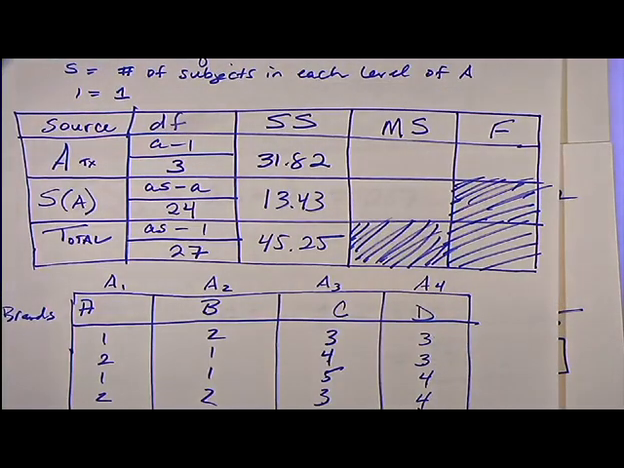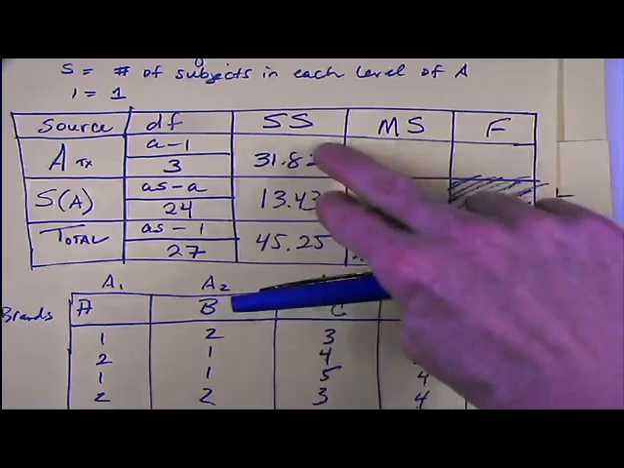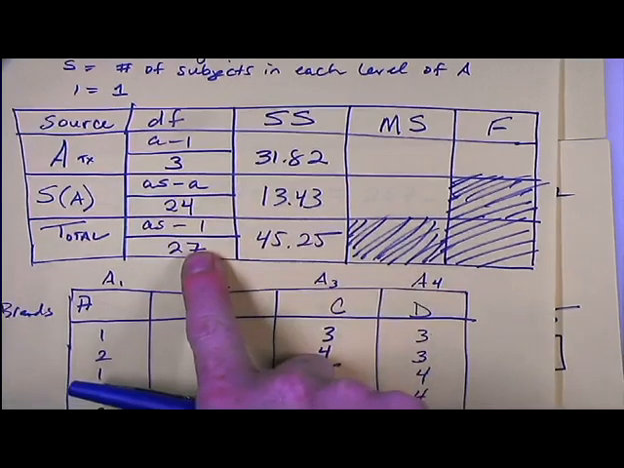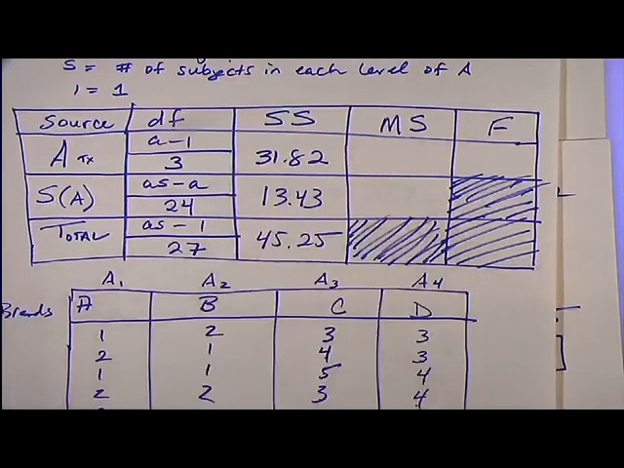Now, look at this. Is there another place I can check to see if I've made a math error? If I add these two and they don't give me that, I've made a math error somewhere. Okay? Just like 3 plus 24 is 27, 31.82 plus 13.43 is 45.25.